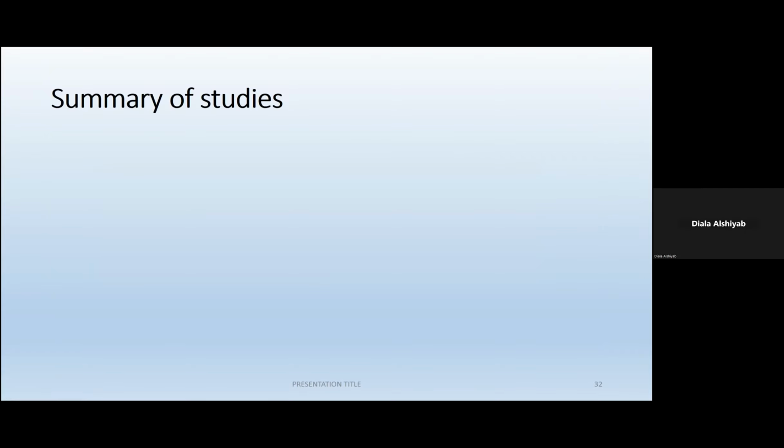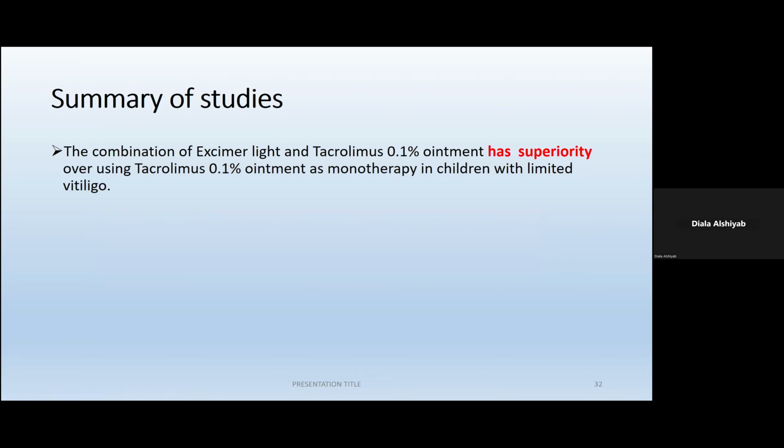So what is the summary of our results? This is the final slide. I will summarize the results. The first study showed that the combination of excimer light and tacrolimus ointment has superiority over using tacrolimus ointment as monotherapy in children with limited vitiligo. So there is a benefit of adding excimer light.